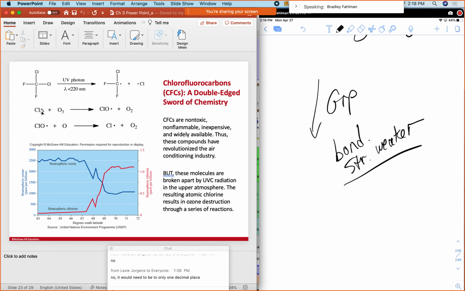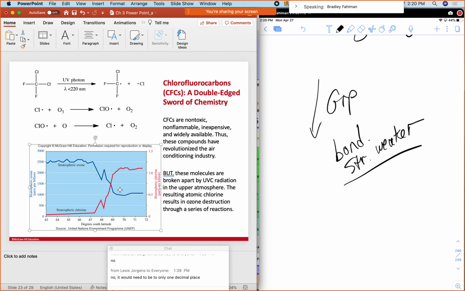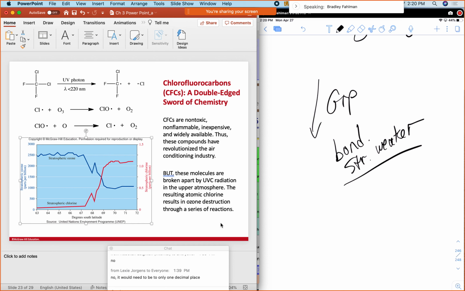Okay, and so that's why we can have a hole in the ozone layer. And so this is the smoking gun evidence. As chlorine in the stratosphere goes up, ozone in the stratosphere goes down.